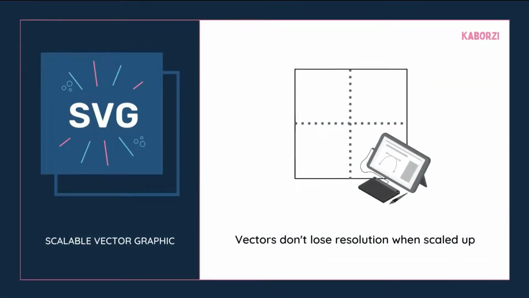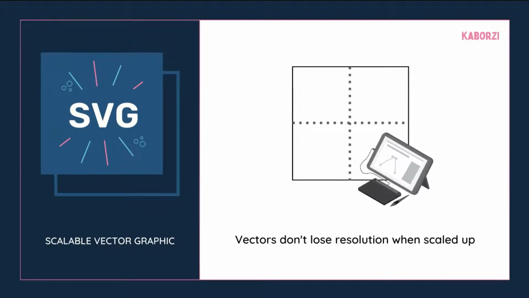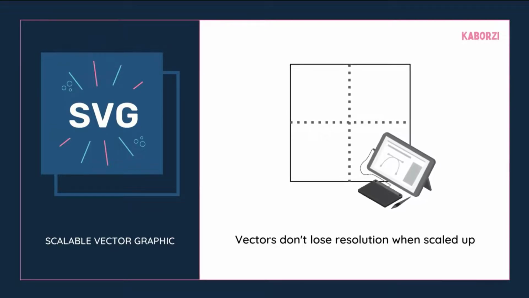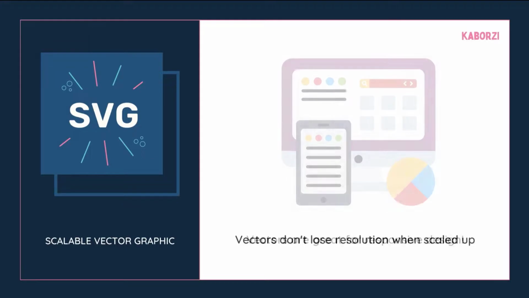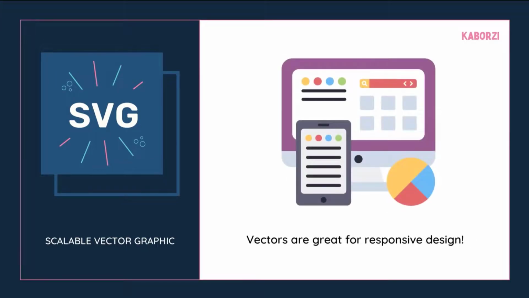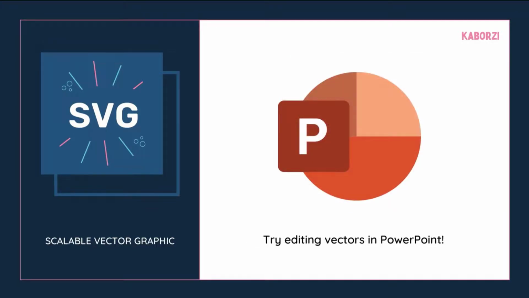Next up, we have the SVG, the Scalable Vector Graphic. Vector graphics rely on coordinates on a plane rather than pixels, which means they don't lose resolution when they are scaled up. Vector graphics are great to use in projects with responsive design, as the output will look crisp no matter how large the screen. You can modify vector graphics using PowerPoint, but only if they're converted to SVG file types first.